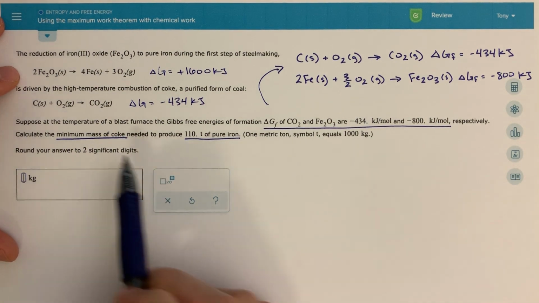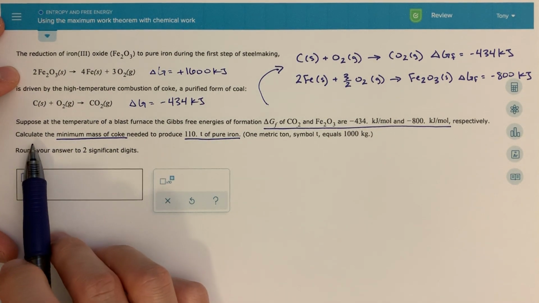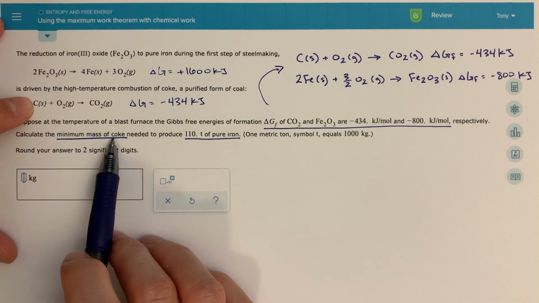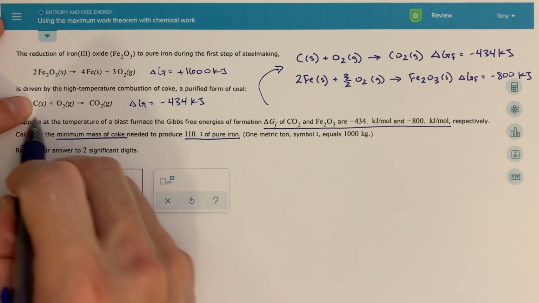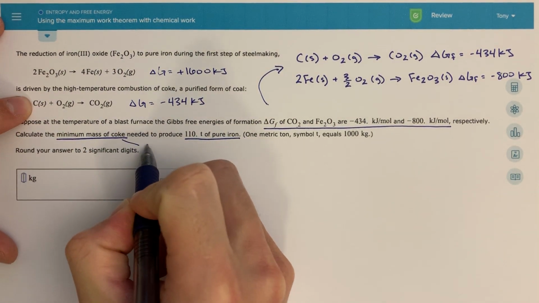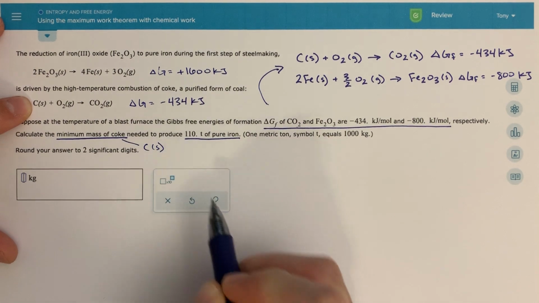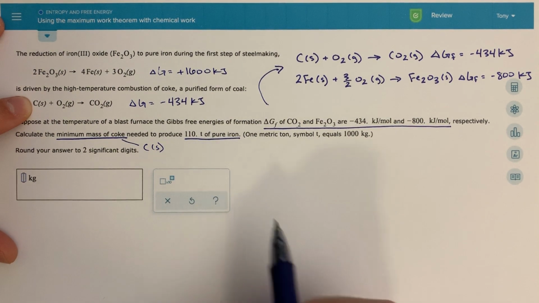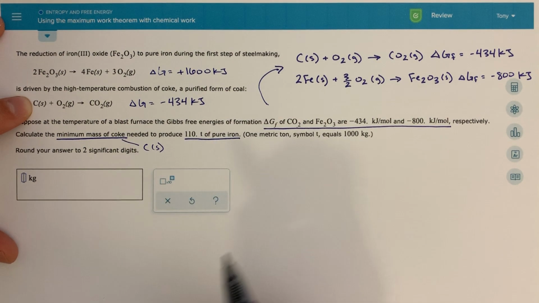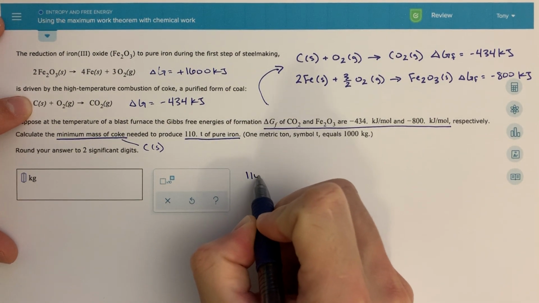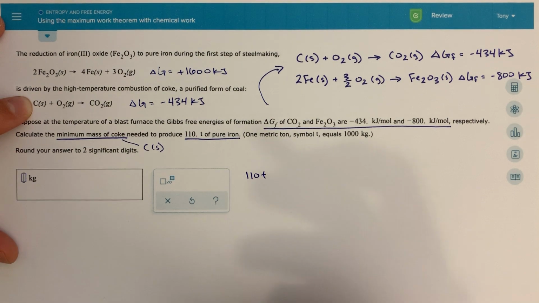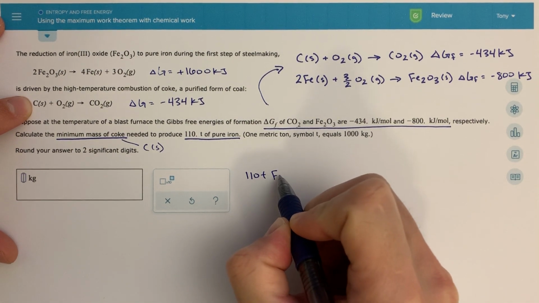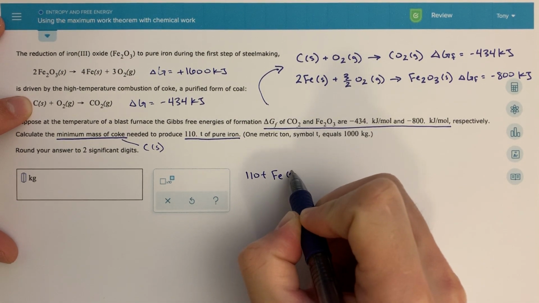Okay, so now we can start working on the problem. It says calculate the minimum mass of coke, so the minimum mass of that carbon solid, needed to produce 110 tons of pure iron. So I'm going to start there, with those 110 tons of pure iron. I know that that's what I'm going to need to form, 110 tons of iron solid.